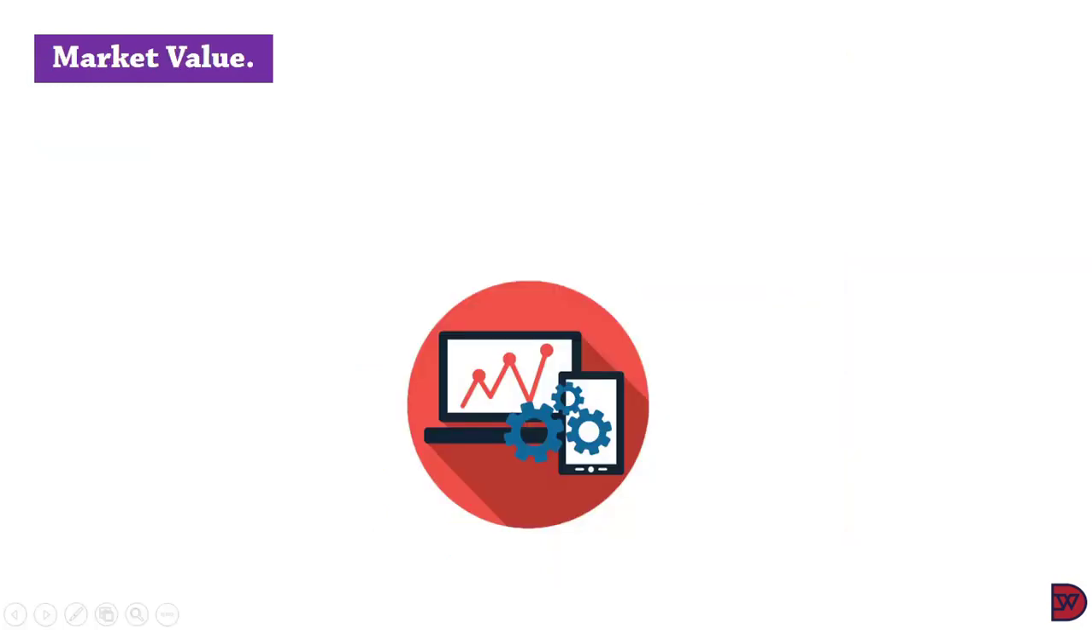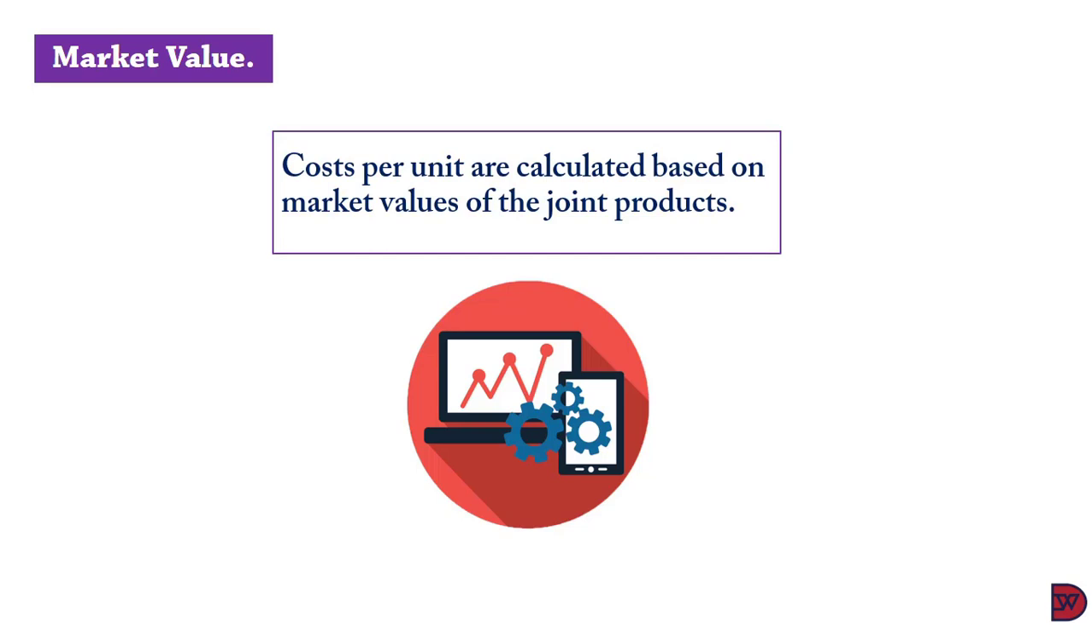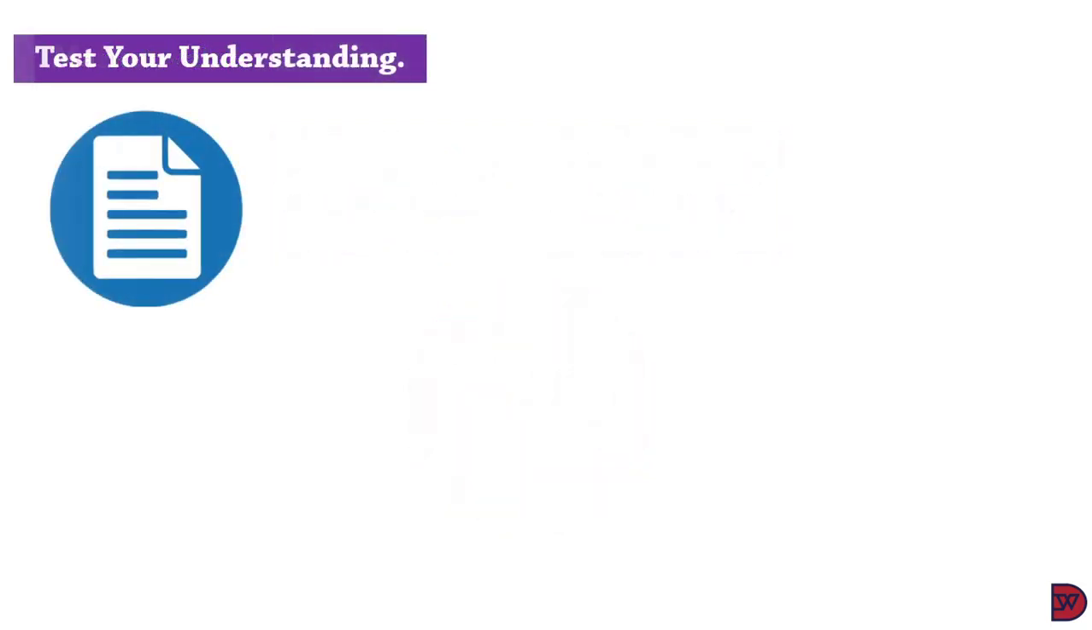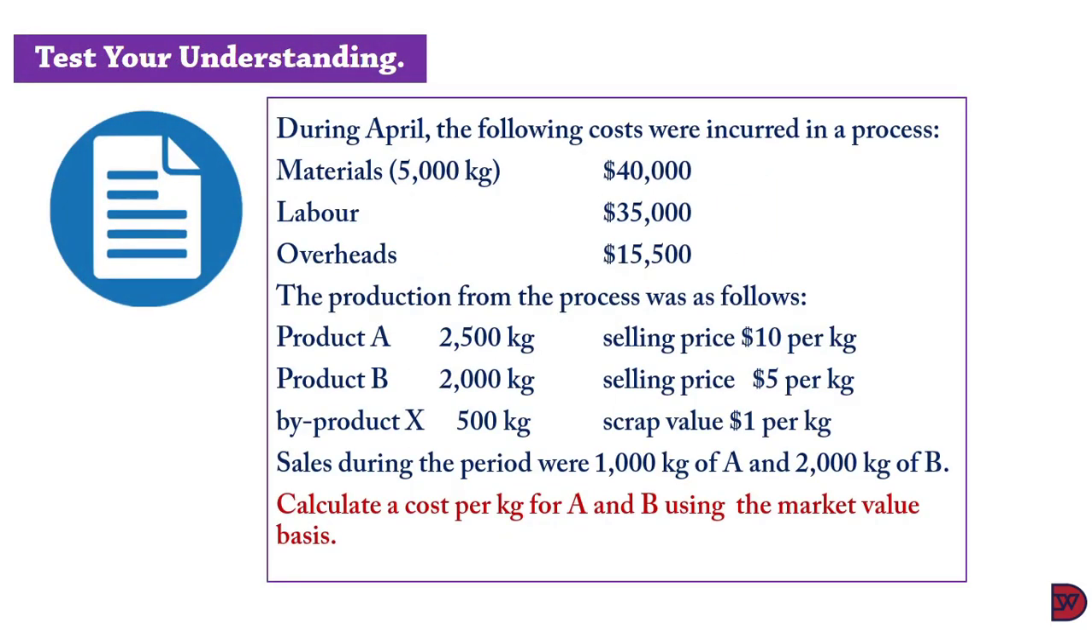The next valuation basis is the market value. Here, the market value of the joint products forms the basis for determining the cost per unit. We test our understanding. During April, the following costs were incurred in the process. Materials for 5,000 kilograms of input was $40,000. Labor was $35,000. Overhead was $15,500. The production from the process was as follows.